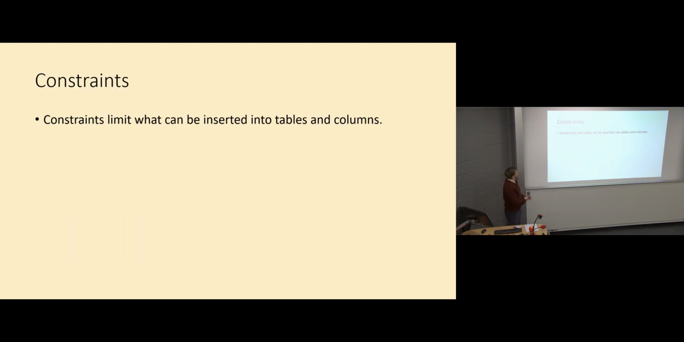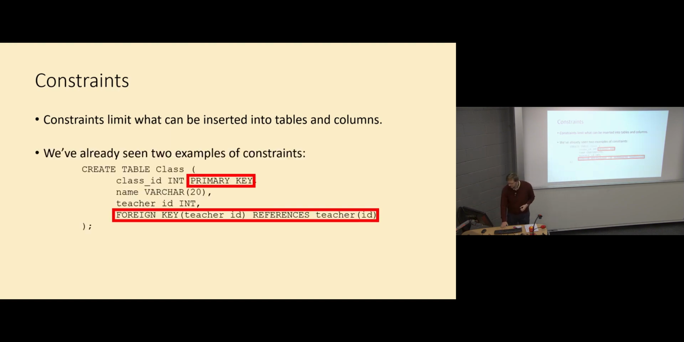Okay, so constraints then. So a constraint limits what can be inserted into tables and columns. We've already seen some constraints. So primary key, that's a constraint. And our foreign key constraint as well. What does the primary key constraint do? Can anyone tell me?